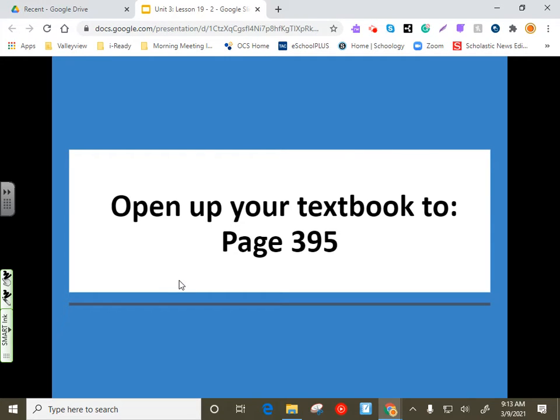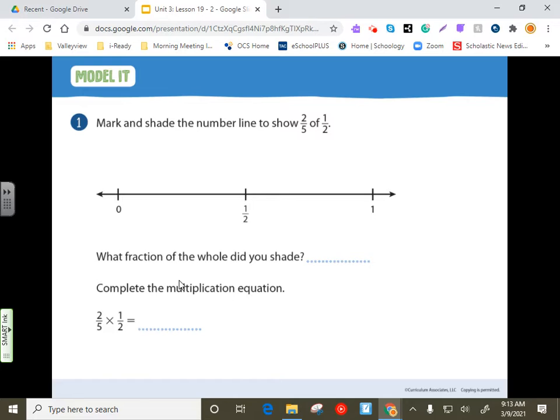So open up to page 395. We've got a couple examples, another shorter lesson. A lot of these are pretty short. All right, so it says mark and shade the number line to show 2/5 of 1/2. The first thing we have to do, using this number line, we've got 0 to 1. We've got to break up each of these sections here into fifths. So do 1, 2, 3, 4 lines, and 1, 2, 3, 4 lines. And in breaking up each half into fifths, we've actually created tenths. So we've got 1, 2, 3, 4, 5, 6, 7, 8, 9, 10. So each section is worth 1/10.